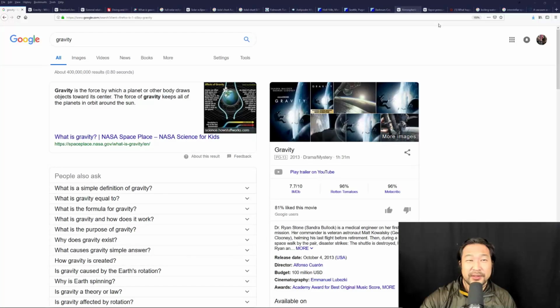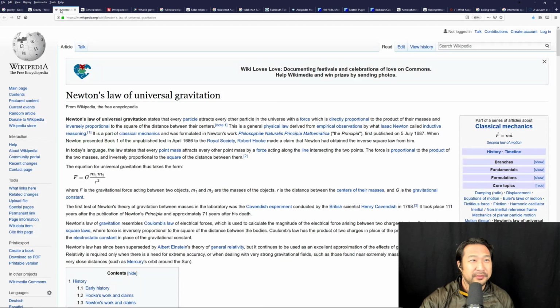Gravity. Do you guys know what gravity is? Because I don't think you know what gravity is. I don't think anyone knows what gravity is, because I don't even think the scientists really know what gravity is. You ask someone what gravity is, they'll probably give you the Newtonian law of universal gravitation. Sorry. You know what that is?